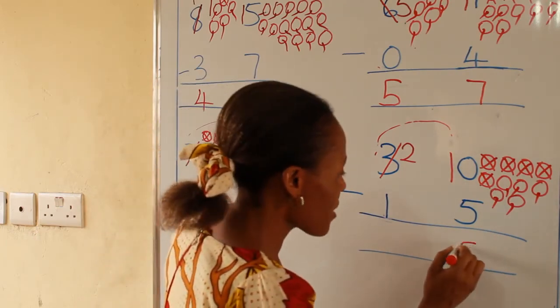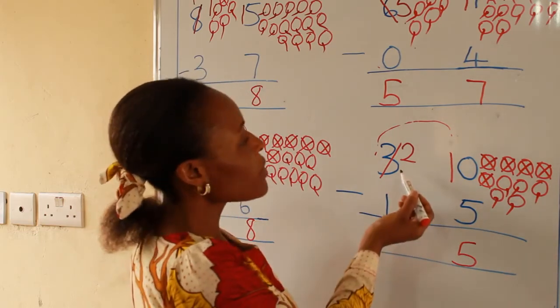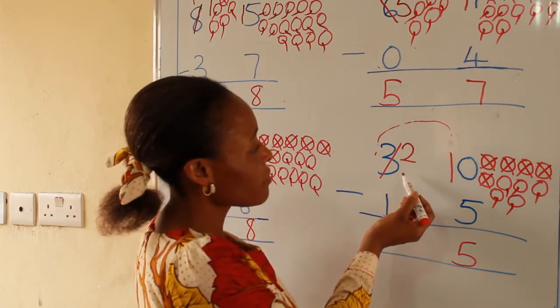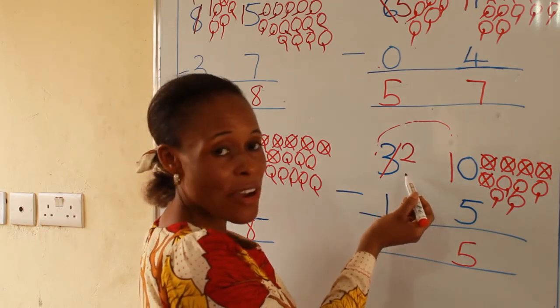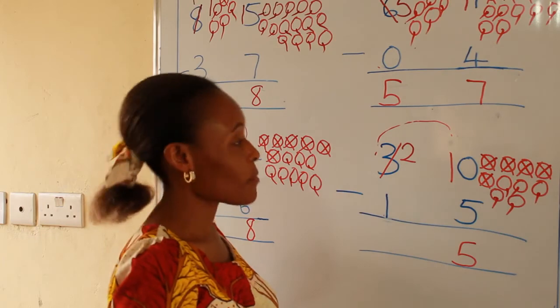You come right down here. Are you right? Number 5. So how many numbers do we have left, children? What number is left here? Number 2. Number 2 is left.